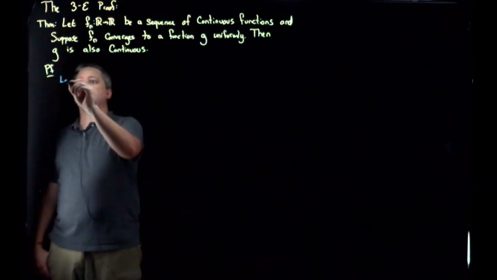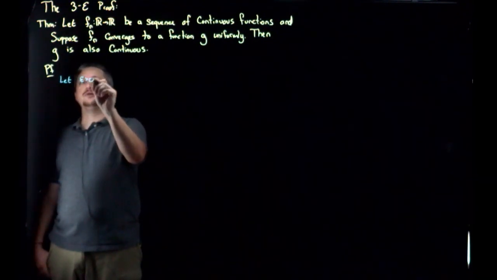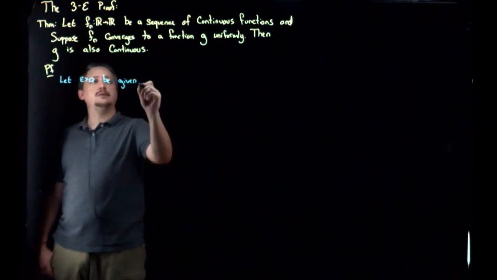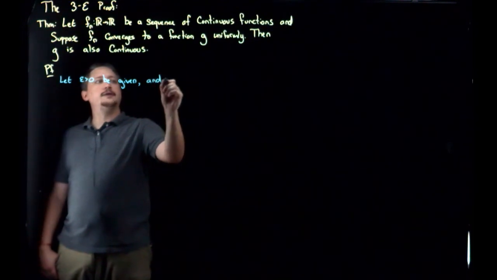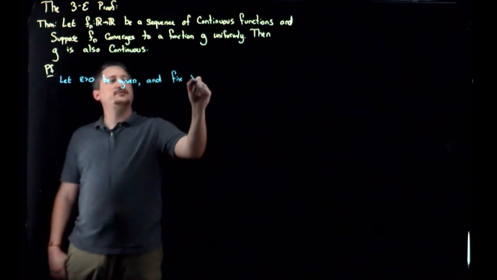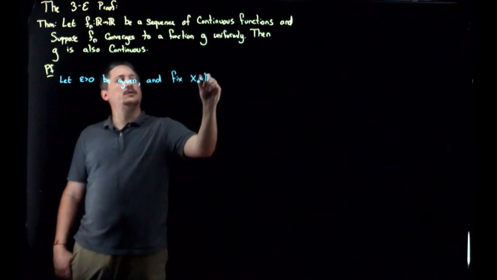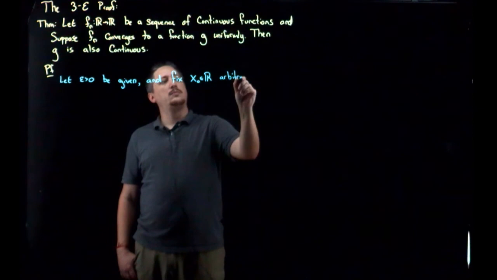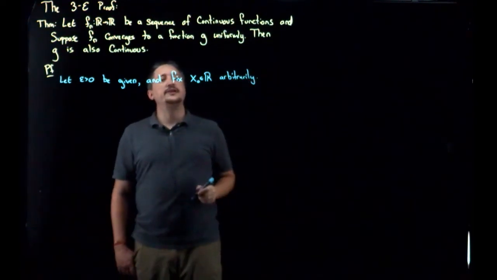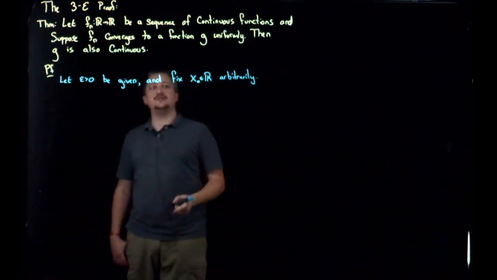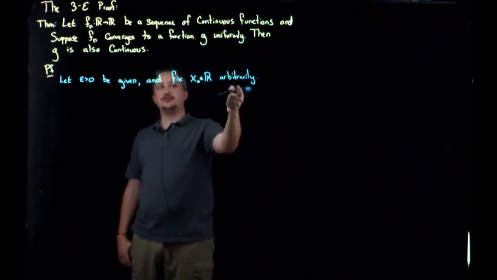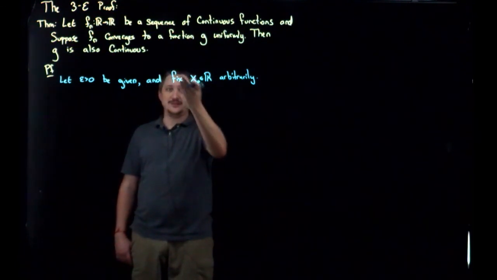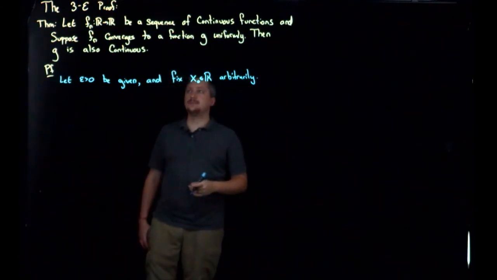So let epsilon greater than 0 be given, and fix x naught in R arbitrarily. The idea here is if I can show g is continuous at x naught, because x naught was fixed arbitrarily, it'll be continuous at all the x naughts, i.e. it is itself a continuous function, okay?